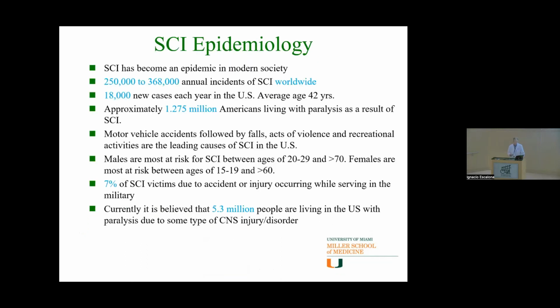Okay, SCI epidemiology, everybody knows about this. SCI is becoming an epidemic in modern society because it's happening all over the United States. We have about 400,000 annual incidents of SCI worldwide, about 18,000 new cases in the US. The average age now is 42 years. Approximately 1.3 million are living with paralysis as a result of SCI.